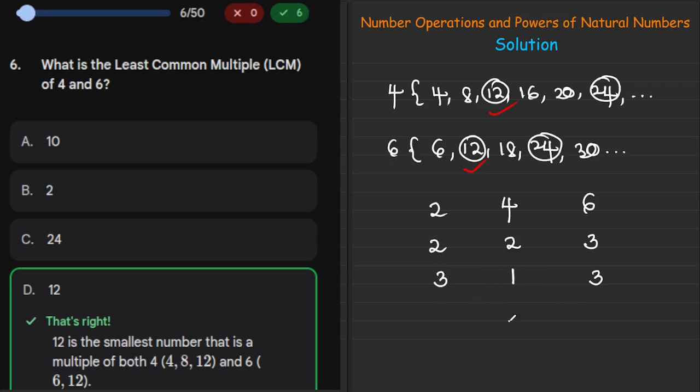So 3 does not divide 1. We don't do that division. But then 3 divides 3 once. So you realize that at this stage, we have both numbers ending in 1. So with that, we can say that our LCM is the product of all of these. That is 2 times 2 times 3. 2 times 2 gives us 4. Then 4 times 3 gives us 12.